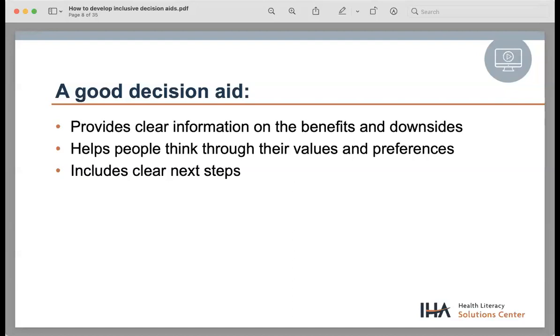So we all like to make decisions based on the facts about our health and what we know about the options available to us, but our emotions and our personal values and life experiences all play a role in our decisions too. So with a lot of treatment options, it's important to think about what you value most and what's most important to you.